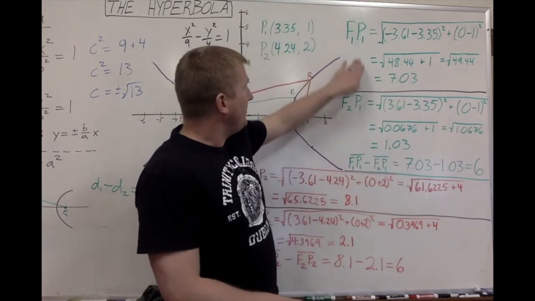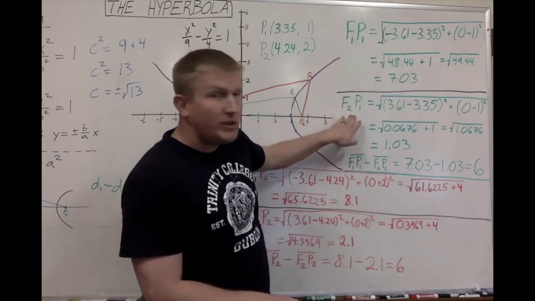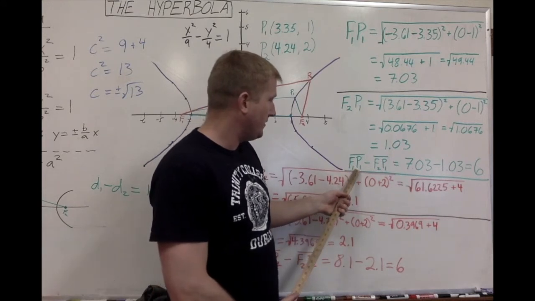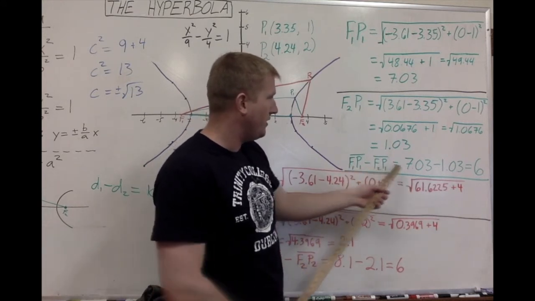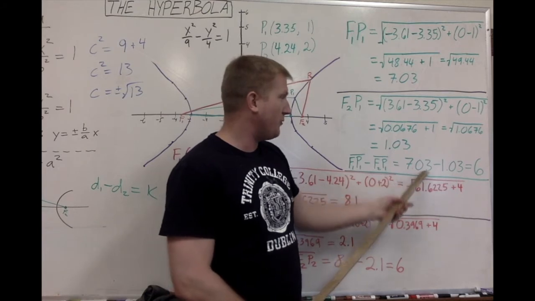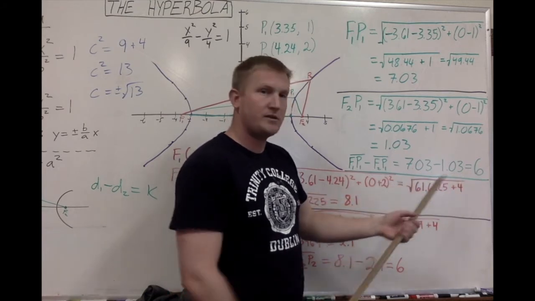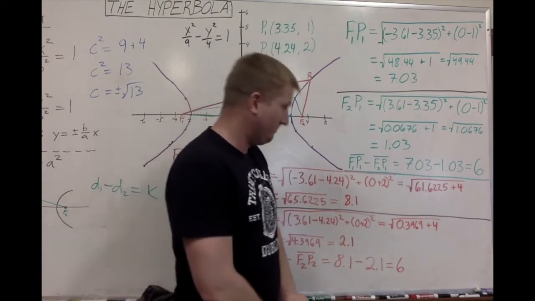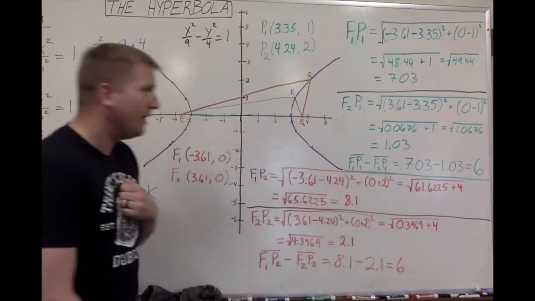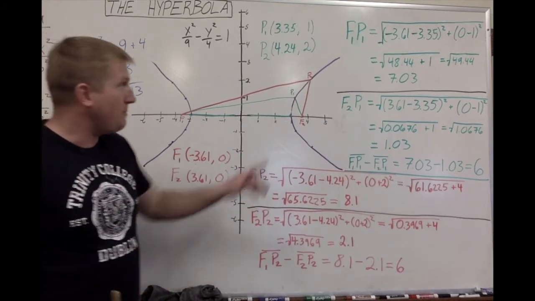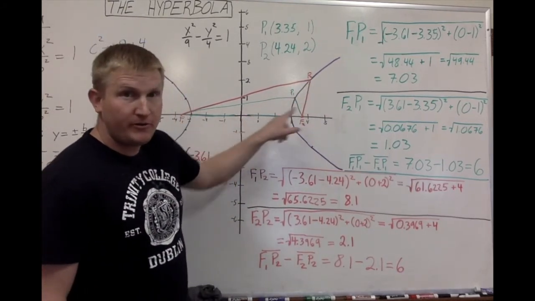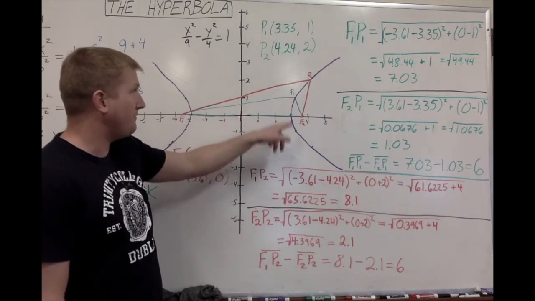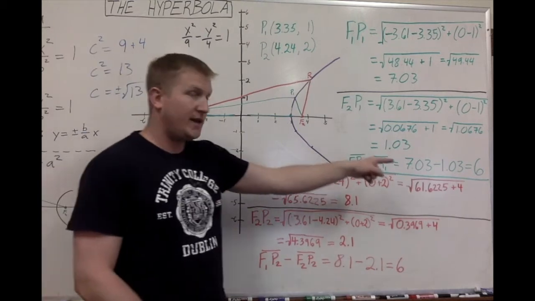When we take the difference of these two lines, the first distance minus the second distance, that's approximately 7.03 minus 1.03. We get 6, fortunately, because that's a nice, neat number. All right, now let's see if we pick another point on the hyperbola and then find the difference of those two distances from F1 to P2 and F2 to P2, if we're still going to get 6.